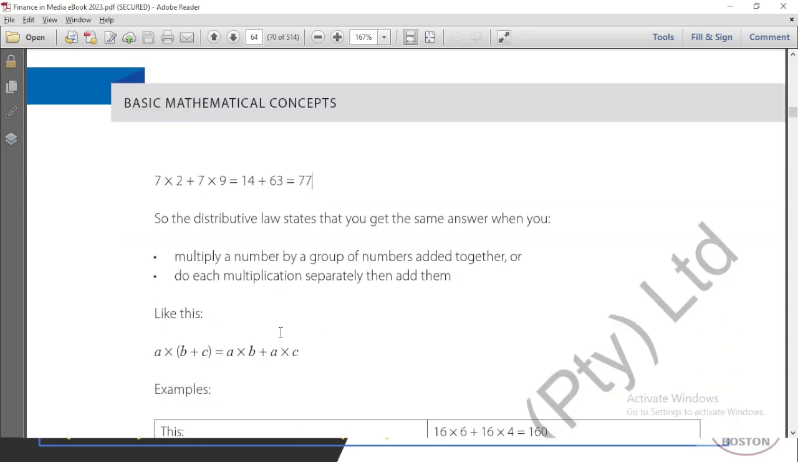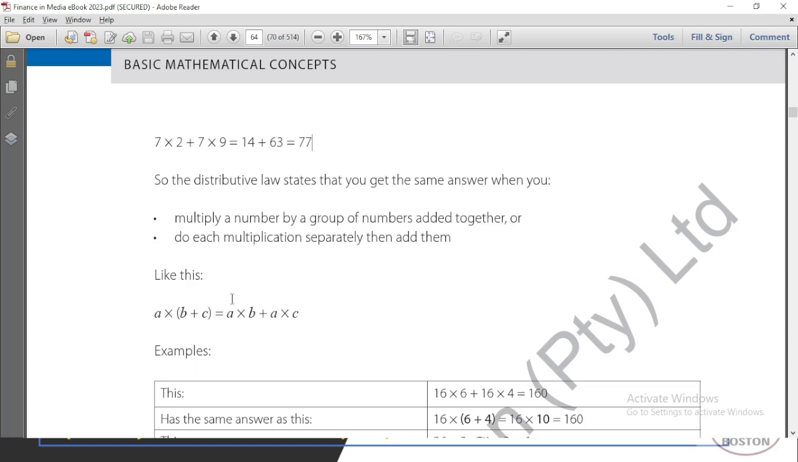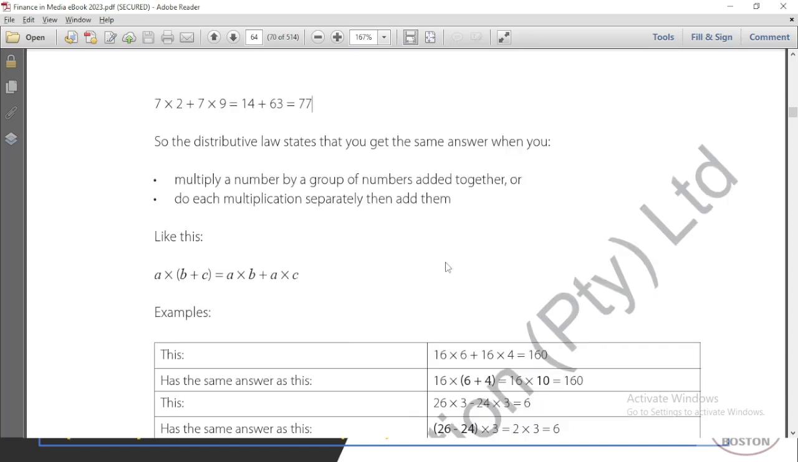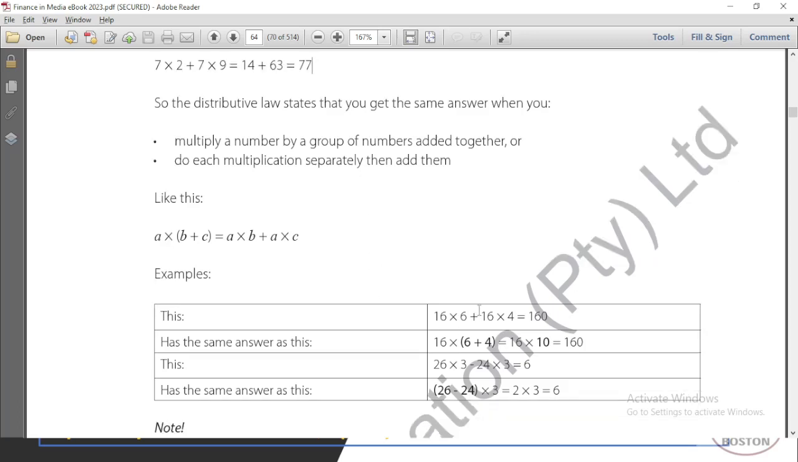So moving forward, it says that the distributive law states that you get the same answer when you multiply a number by a group of numbers being added together, or do each multiplication separately and then add them. This is the example that they give you, and they also give you another example: 16 times 6 plus 16 times 4 can give you the same answer as 16 in brackets multiplied by 6 plus 4, because we have the same number multiplying both numbers.